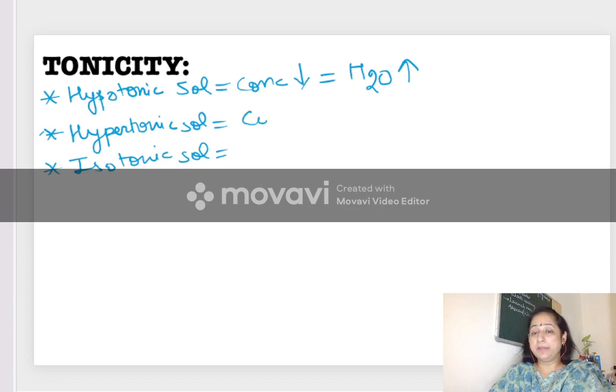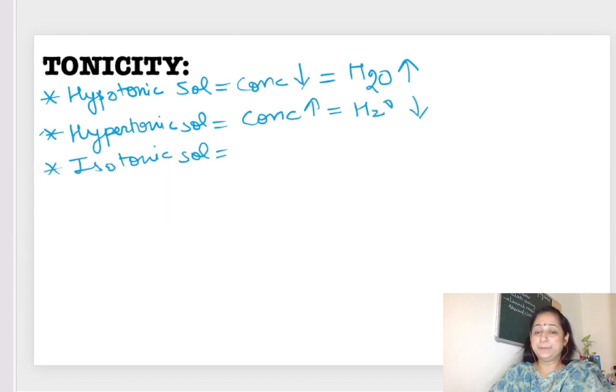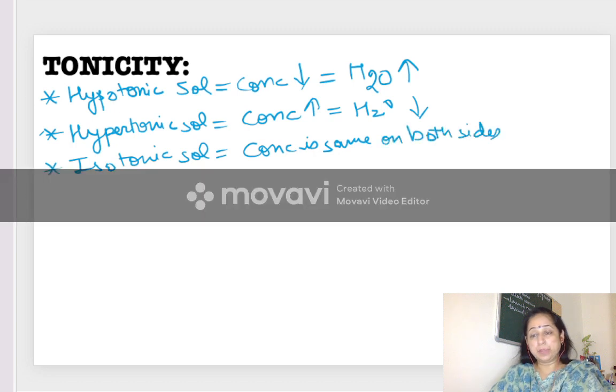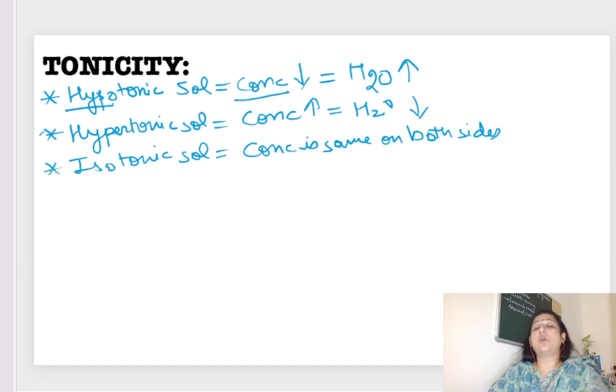Hypertonic solution is the one which is more concentrated. So herein the amount of water is less. Isotonic, wherein the concentration is the same on both sides. So if you learn it like this, a hypotonic solution is a less concentrated solution, like dilute HCl or water. That is a hypotonic solution.